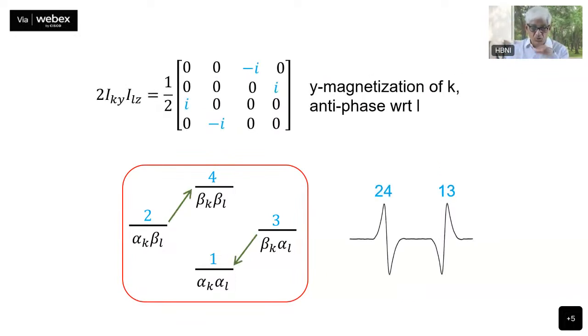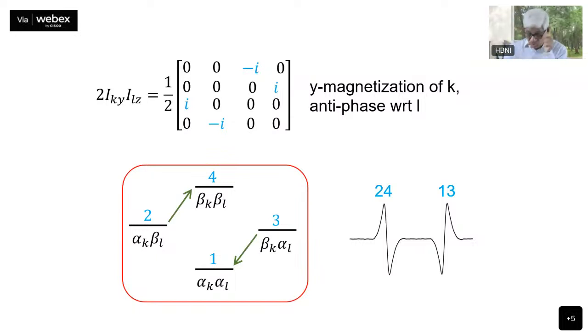And similarly for 2 IKY ILZ, I say the same thing here. The two dispersive line shapes with opposite signs: 1, 3 is negative, it is coming down here, and 2, 4 is positive, which is going up there. So these are the Y magnetizations of K spin antiphase with respect to L. So you get the explicit representations of the individual basis operators like this.